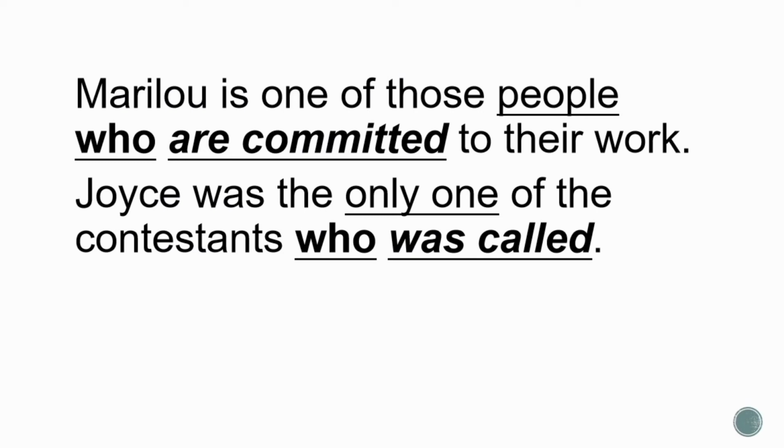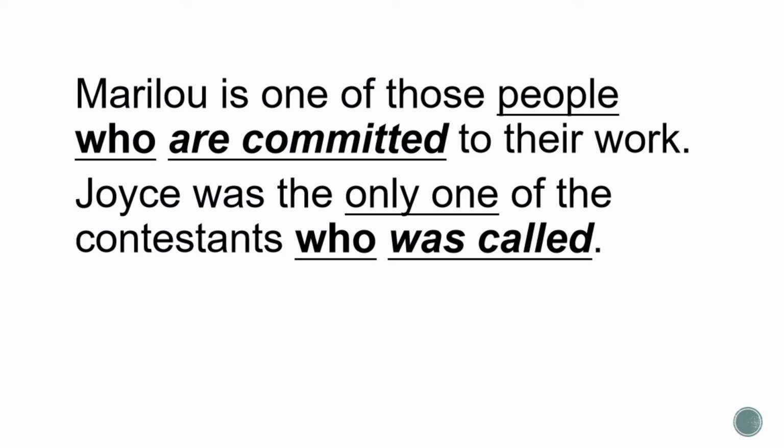Another example, Joyce was the only one of the contestants who was called. We also have one in this sentence, the word one. But this time it's accompanied by only one. Alright, so our verb is was called. The subject is still who, just like in the first sentence. But this time, the antecedent of who is only one. So it's singular, not plural. That's why our verb is singular, was called, because the antecedent of its subject who is singular, which is only one.